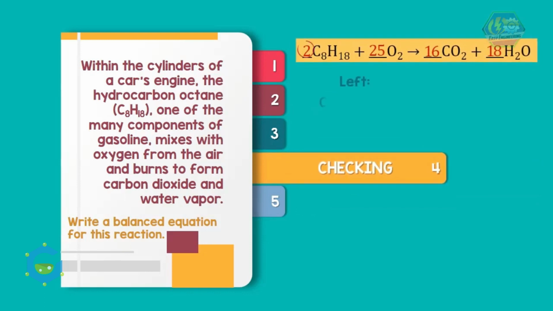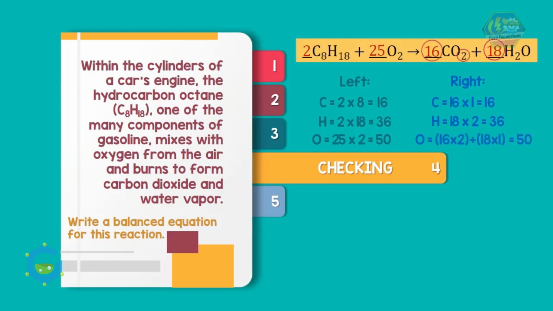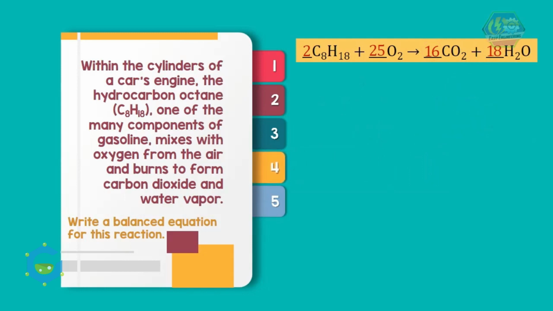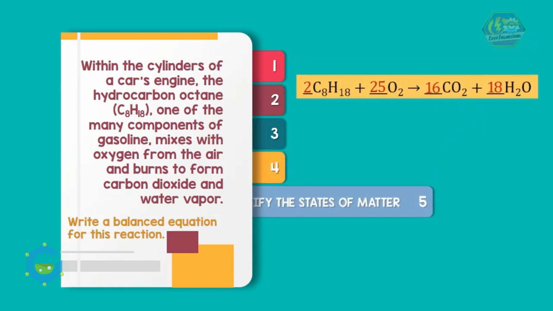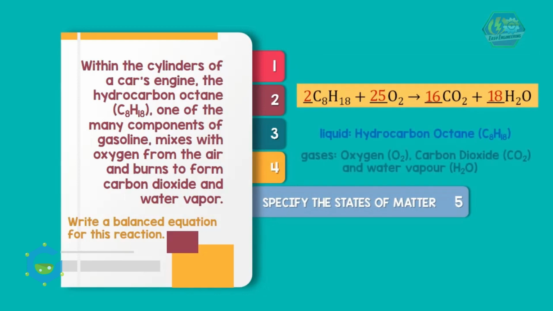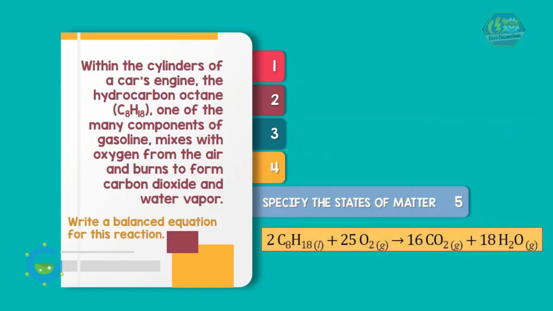For the left side, C equals 2 times 8 moles of C, which is equal to 16. H, 2 times 18 moles of H, so 36. O is 25 times 2 moles of O, which equals 50. For the right side, C is 16, H is 36, and O is equal to 50. Now for the last step, specify the states of matter. So now we have our final and balanced equation.